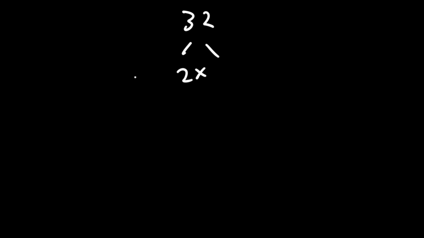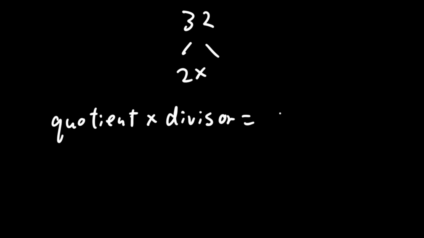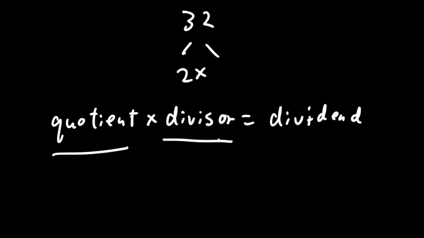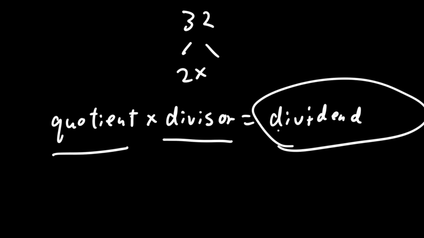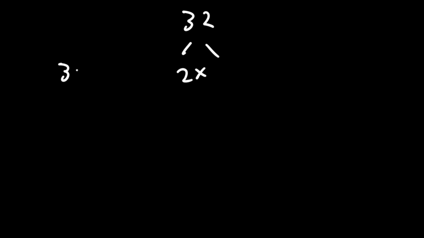Recall that the dividend divided by the divisor equals the quotient, and the quotient times the divisor is the dividend. Notice that the quotient and the divisor are actually factors because they're two numbers that multiply together to form a new number. So let's divide 32 by 2.